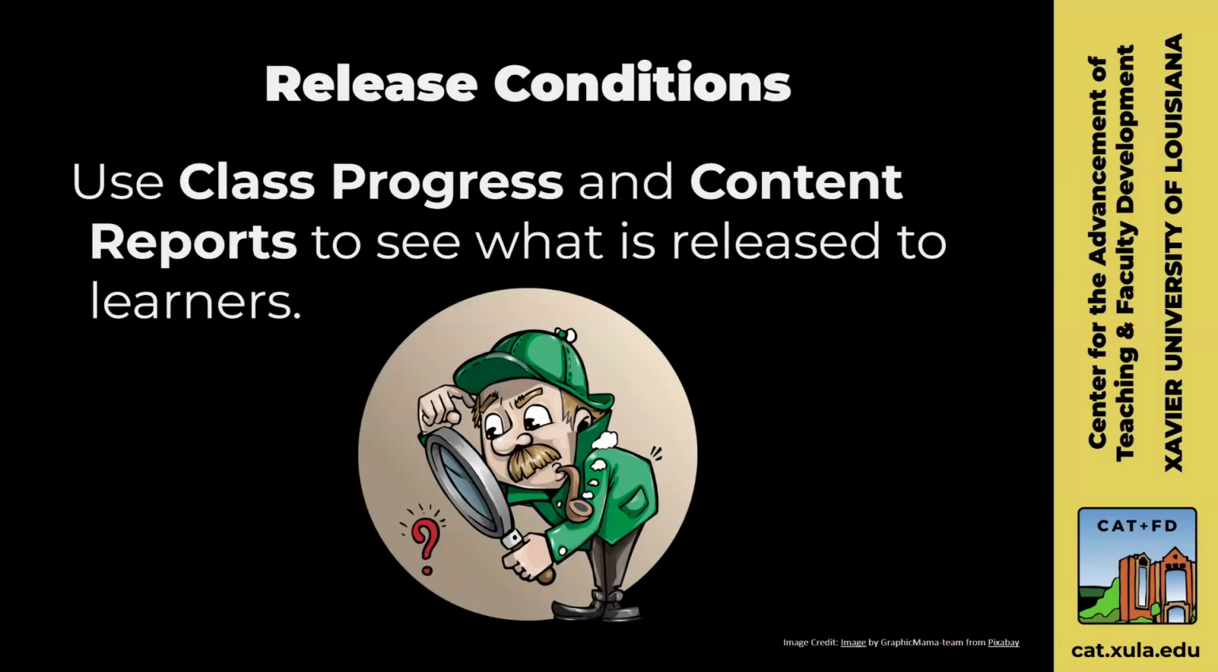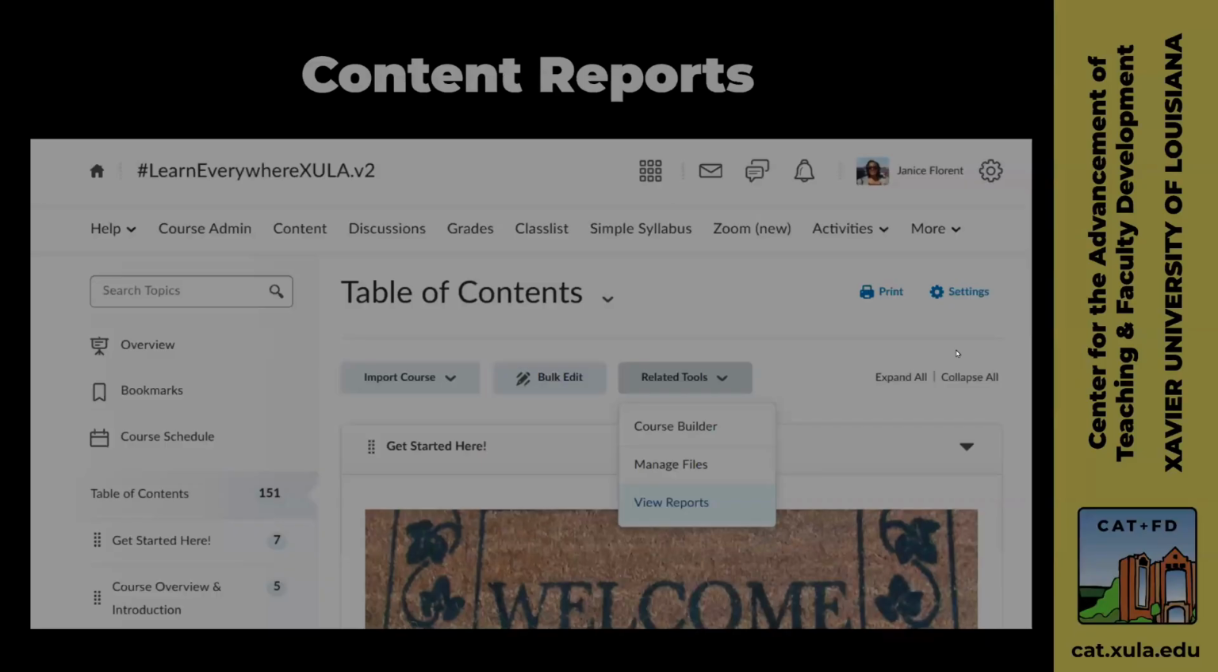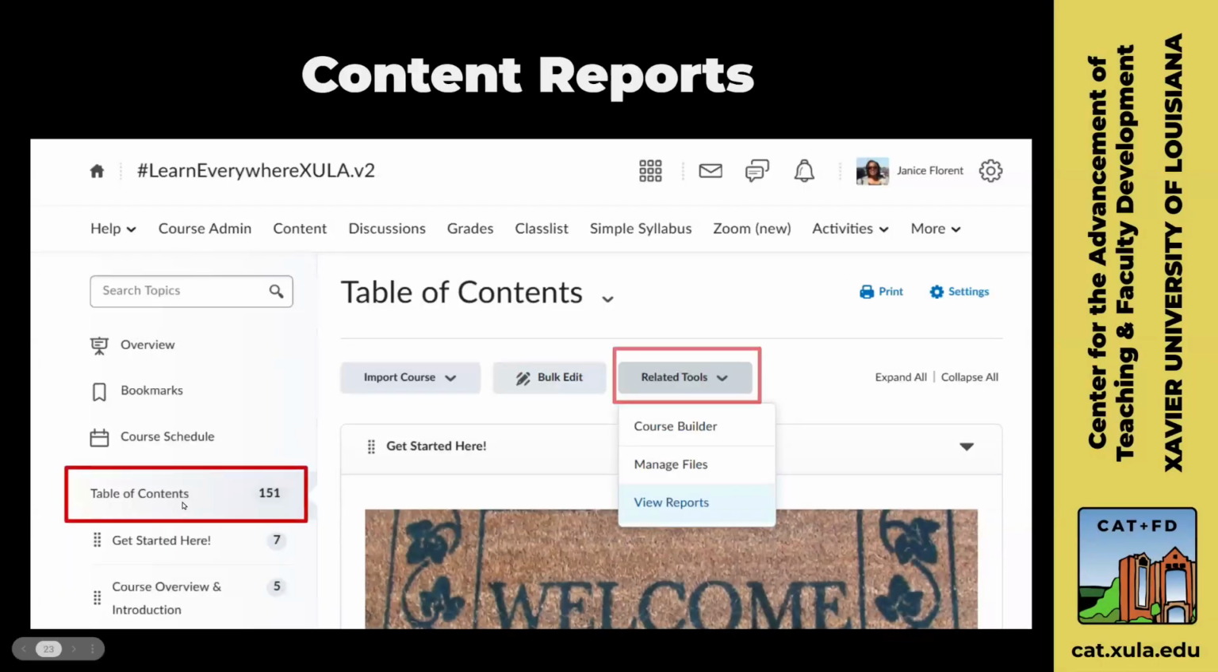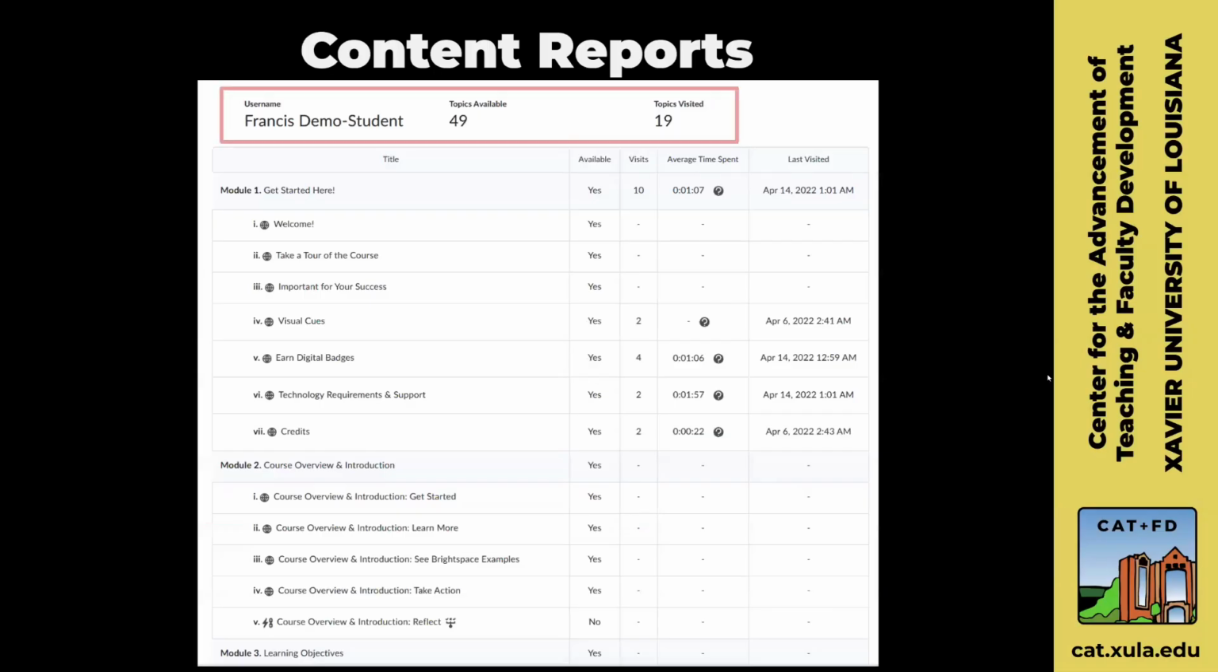If you want to see what has been released to students, you can use the class progress and content reports. In your course, under the table of contents, go to related tools and then view reports. You can get an overall view of what the whole class is doing, but you can drill down by user.